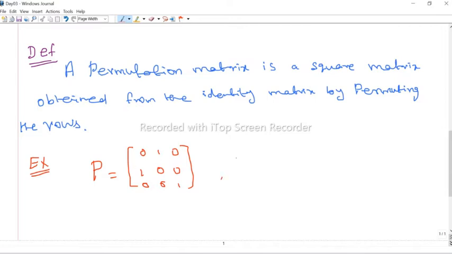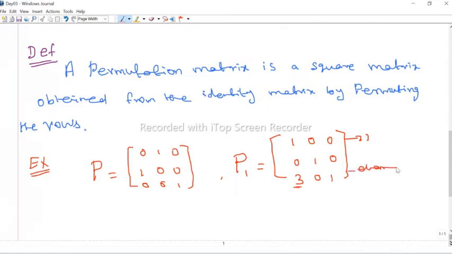Suppose I am taking some other matrix, P1. I am writing 1 0 0, 0 1 0, 3 0 1. This is not a permutation matrix because we permute only the rows. Now we have an extra element 3. Therefore this is an elementary matrix, because you multiply the first row by 3 and add it to the last row of the identity matrix, and you get this matrix. It is an elementary matrix, but not a permutation matrix.